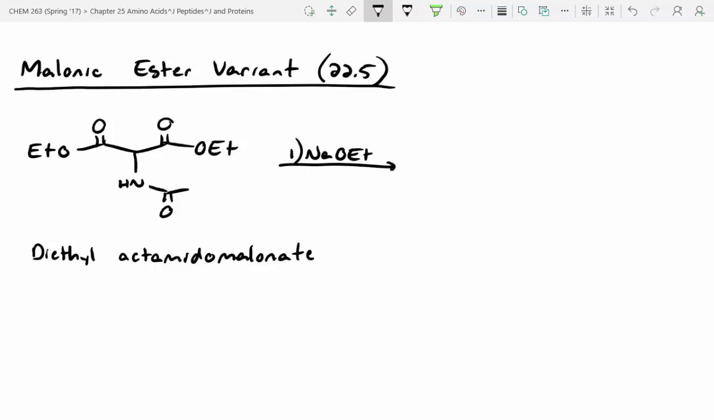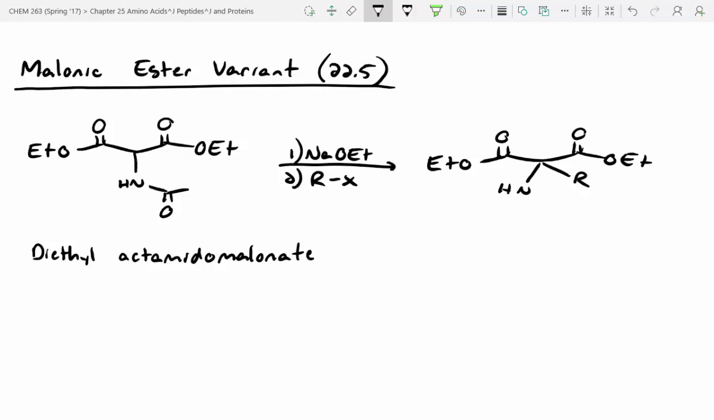So knowing that it's not the nitrogen, what's the next one? Yeah, exactly. This alpha position is unusually acidic because it's in between those two carbonyls. So first step, we're going to deprotonate that. We're going to turn that into an enolate, and then we're going to treat this with some sort of alkyl halide. So that's exactly what we did in the malonic ester synthesis. I'm not going to show the full enolate formation just for the sake of time. And there we go. So we've got this intermediate.